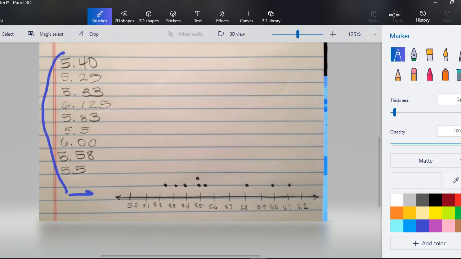I've already created a dot plot. I just looked at the lowest number, which was about 5.3, 5.2, and I started around 5.0 and then 5 and 1/10, 5 and 2/10, and I just went on up to 6. Notice the highest one is around 6 and 125 thousandths, and I stopped up here. Each dot represents a height in our online class of people who have already submitted their information before the due date. I plotted all of those, and question 4a says construct a dot plot of the data of the height of the students in this class.